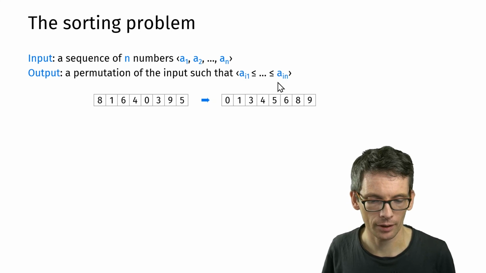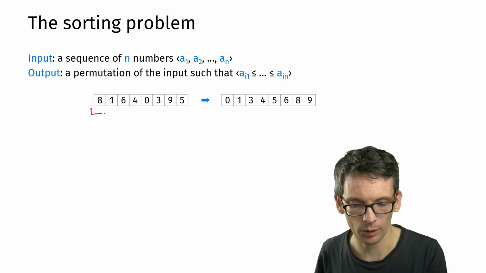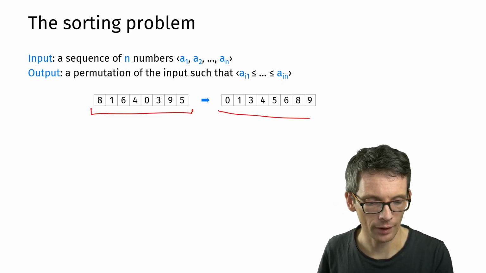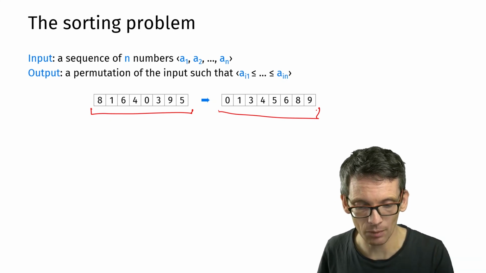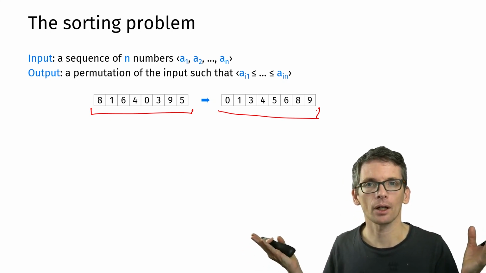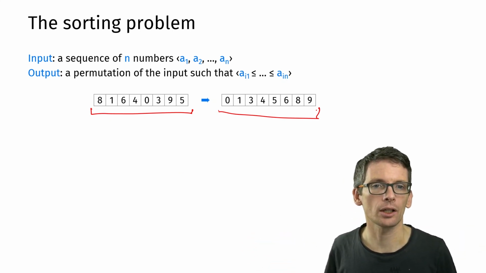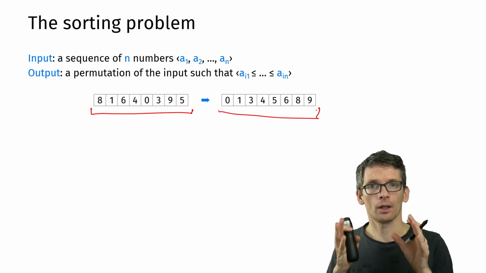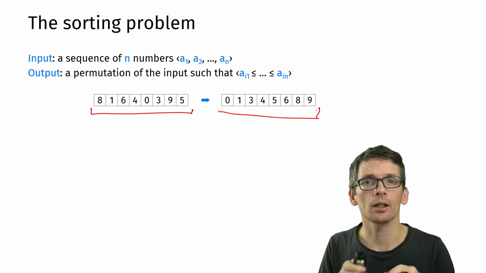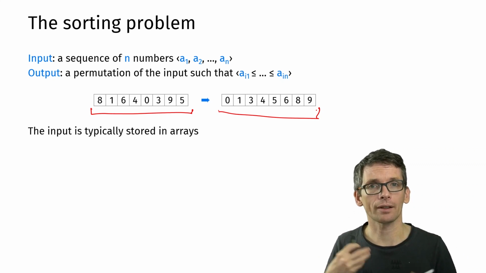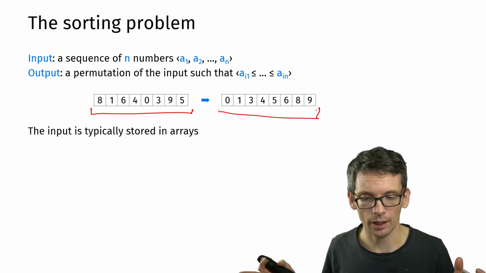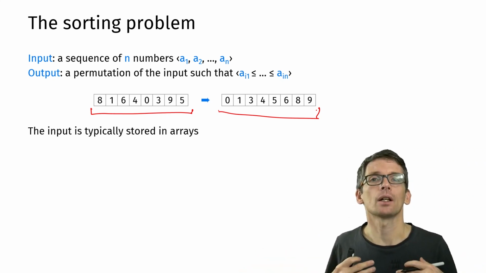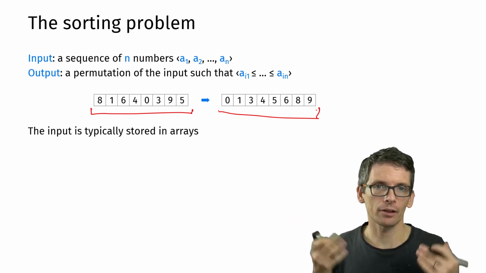As in this example, I have a sequence of numbers, and the output contains the same numbers, but sorted in increasing order. I say sequence here. Generally, we assume that the data, the input, is given as an array or a Python list.